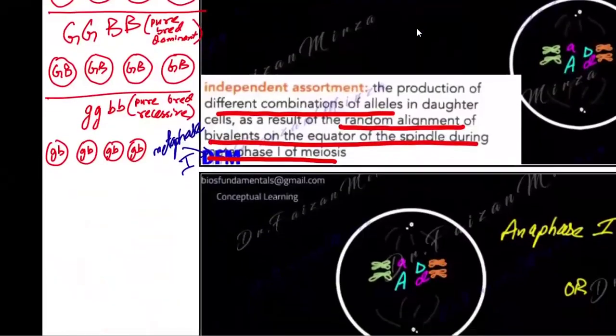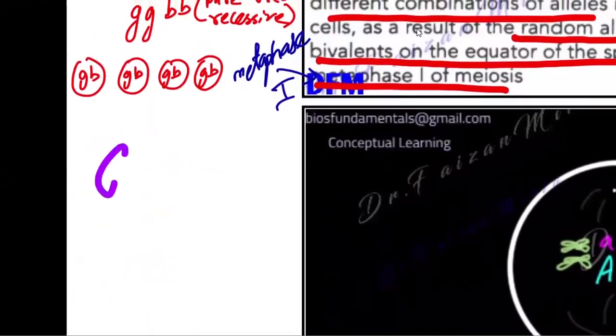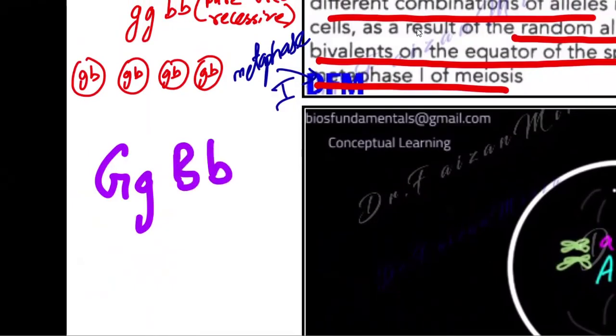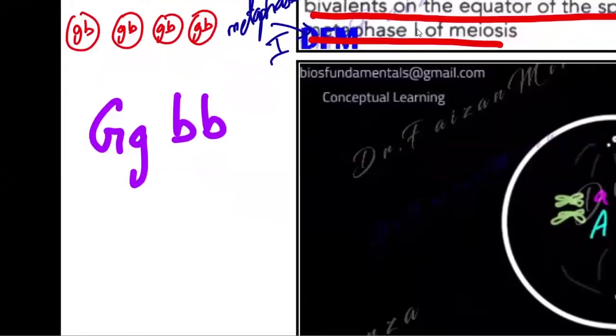Similarly, let's take an example where the individual is capital G and small g, and the person has capital B, small b. In this case, again, you will have four different types of gametes, as already mentioned. Now let's change this condition. For instance, I change this one to small b, small b. Now, in that case, what type of gamete will be produced?